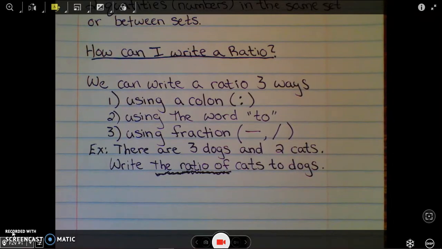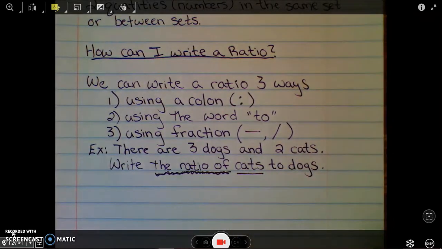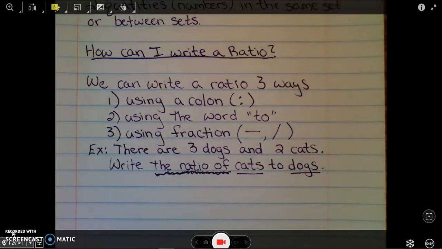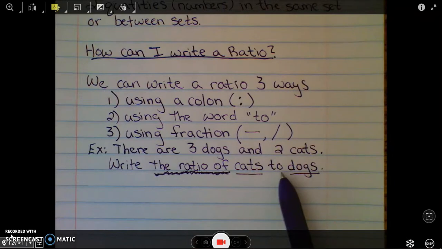So the order I'm going to pay attention to when I list my numbers is cats first, because that is listed first in the question, and then dogs. Now, in the sentence above it where it provides the information, my numbers are in a different order because up top it lists dogs first. They can give you the information in any order, but you need to pay attention to the order of the words as they appear in the question.